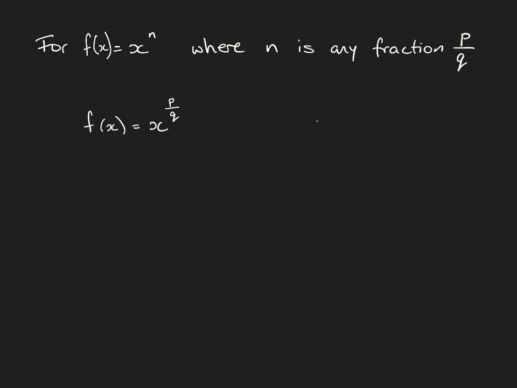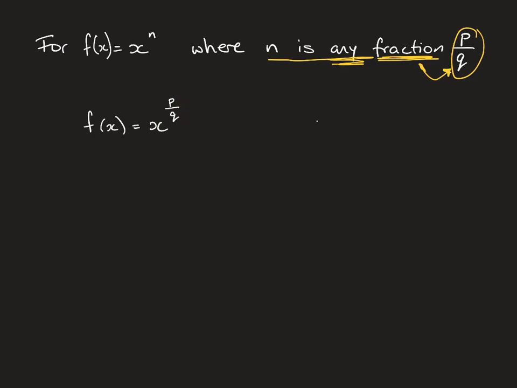So for f of x equals x to the n, where n is any fraction, in the textbook they use the fraction p over q to represent any fraction, so that we can talk about the numerator and the denominator separately. So what we're going to be working with is f of x is equal to x to the power of p over q. And the easiest way to look at what happens with a fraction that's not a unit fraction is to look at an example where we keep the denominator the same and change the numerator.